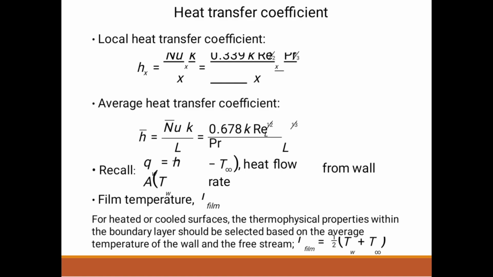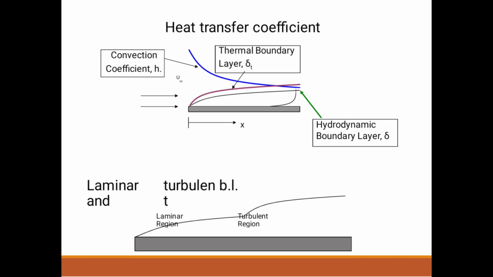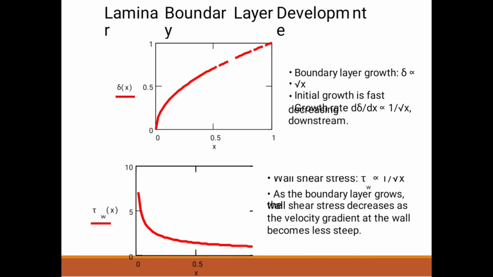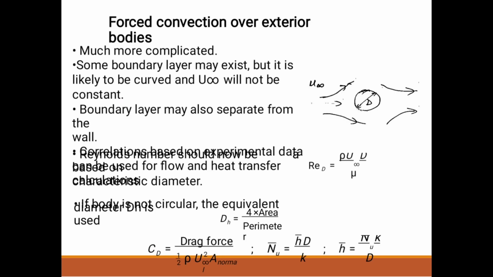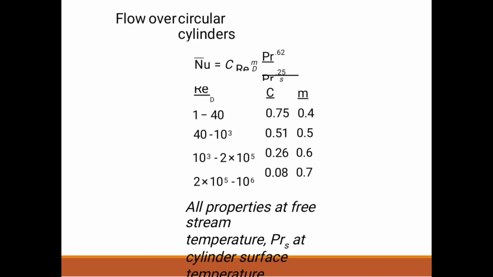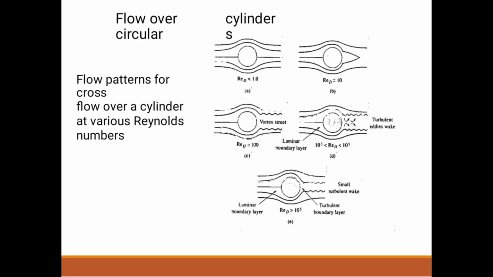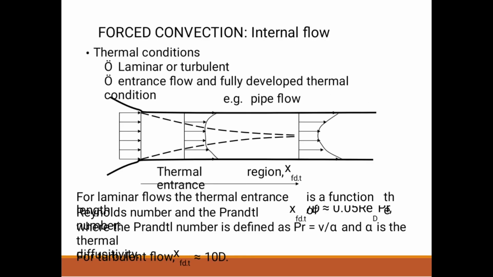These are the formulas for the local heat transfer coefficient and average heat transfer coefficient. These are the flow regions of both laminar and turbulent flow. This is the laminar boundary layer development process. These are the diagrams and formulas of flow over circular pipes. Thank you.